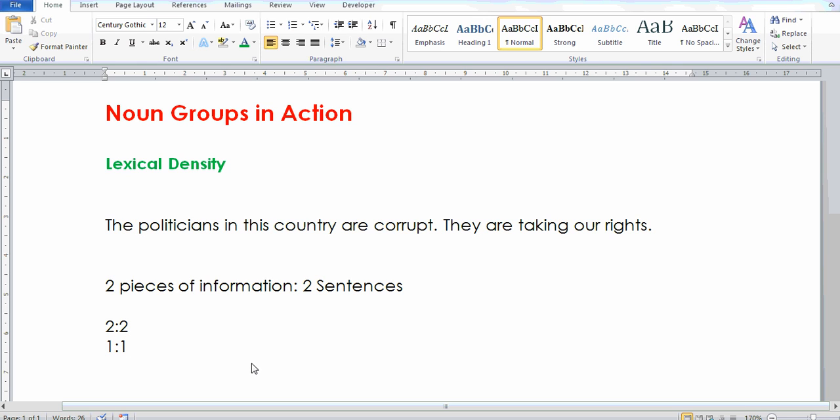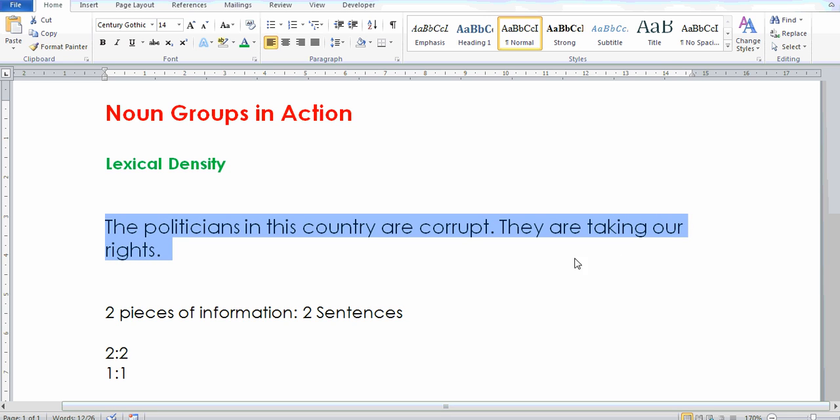Now, when we're talking about improving the quality of our writing, what we want to be doing is putting more information in each sentence. That means that the written nature of our writing is more concise, and that makes it more effective. So what we're going to do today is use this information to create one sentence, and we're going to do that by creating a noun group.